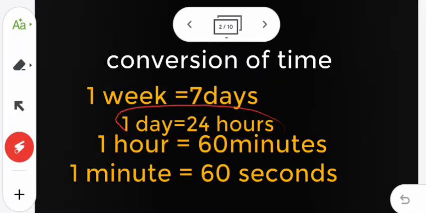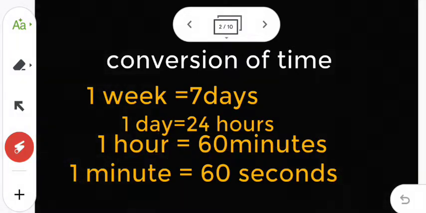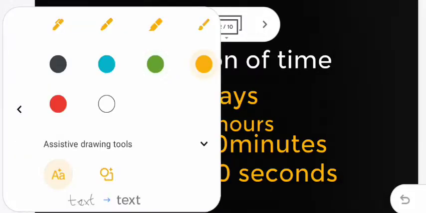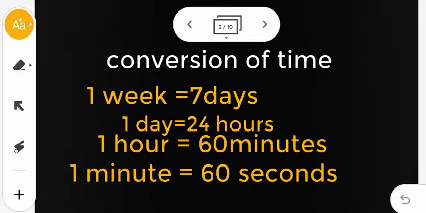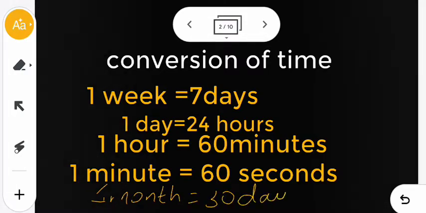In one day we have 24 hours. Again, in 1 hour we have 60 minutes. Again, in 1 minute we have 60 seconds. With this I will also include here: 1 month equal to how many days? 1 month, how many days? It is 30 days in a month.